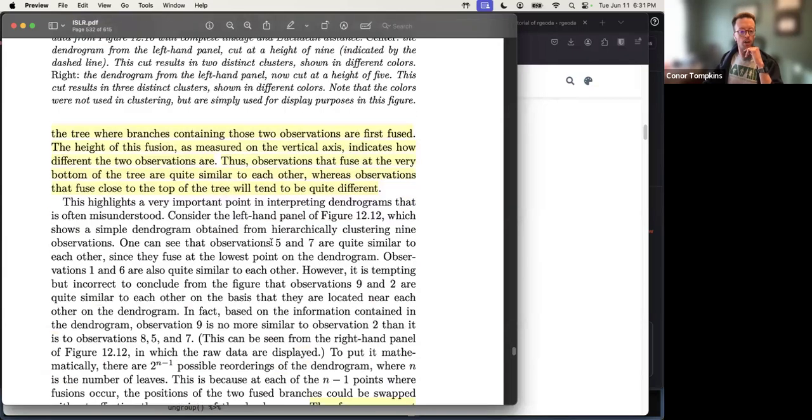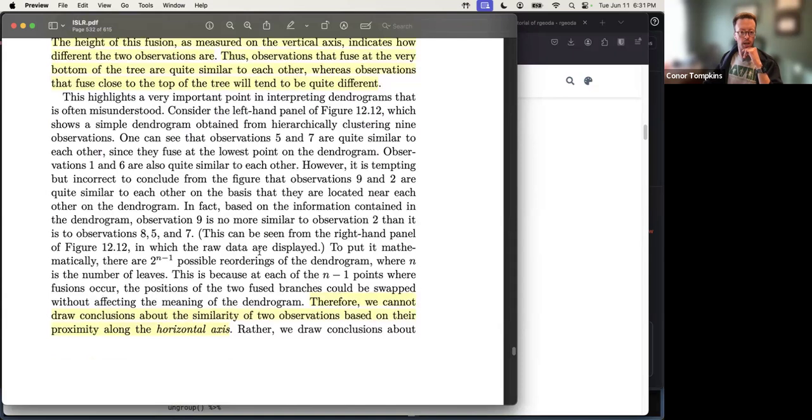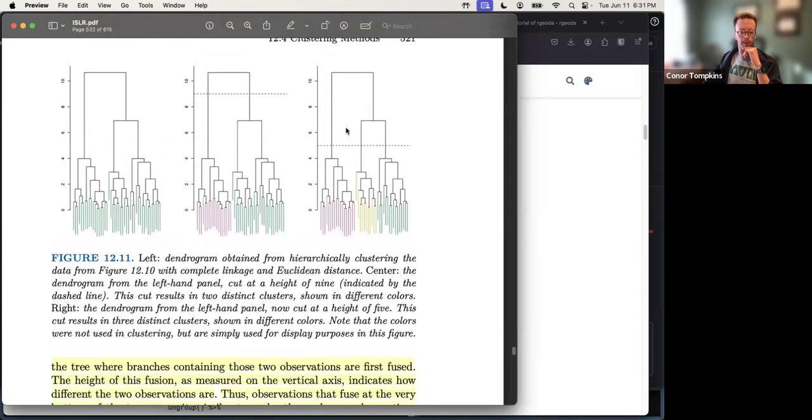So it has a lot of content here on how to interpret these trees. Basically, the y-axis is the only axis that has meaning. The x-axis doesn't have any meaning. You can only compare the similarity of observations based on where they're fused. The distance along the x-axis doesn't mean anything. The distance along the y-axis has all the meaning.